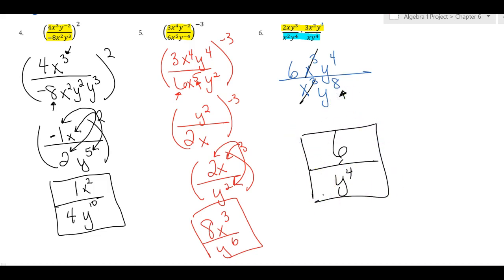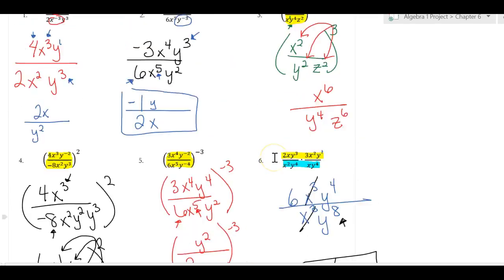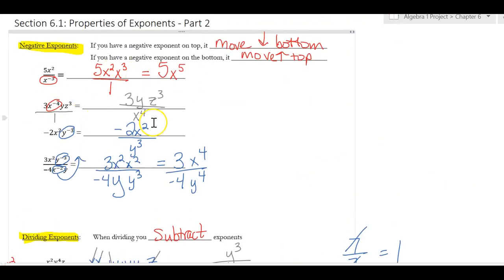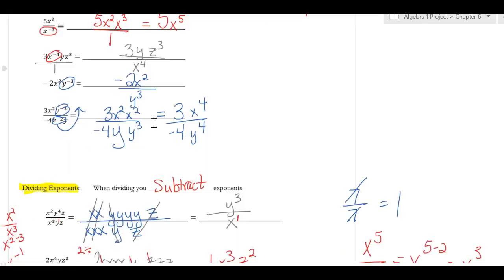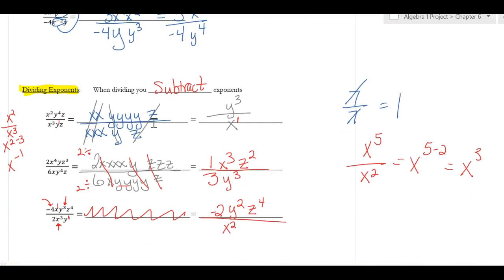And that's it. So the rules you have to remember is the first thing I always do is I always take care of negative exponents by moving them. Remember, once you move them, you have to change the sign. And then when you reduce, you need to go ahead and reduce by subtracting your exponents.